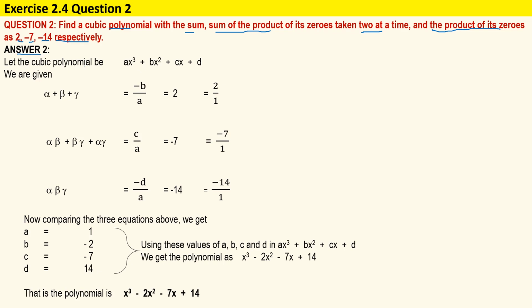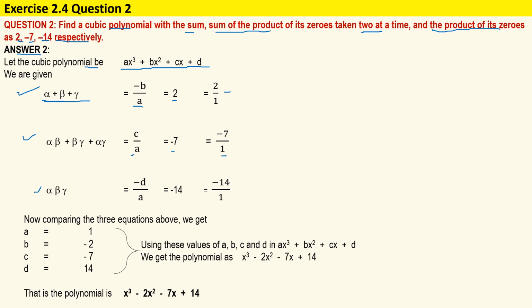Answer 2. Let the cubic polynomial be ax cube plus bx square plus cx plus d, where alpha, beta and gamma are the zeros of this polynomial. We are given that alpha plus beta plus gamma is equal to minus b by a, which is equal to 2, and which we can write also as 2 divided by 1. We are also given alpha beta plus beta gamma plus alpha gamma, which is equal to c by a, is equal to minus 7, and we can write this as minus 7 by 1.